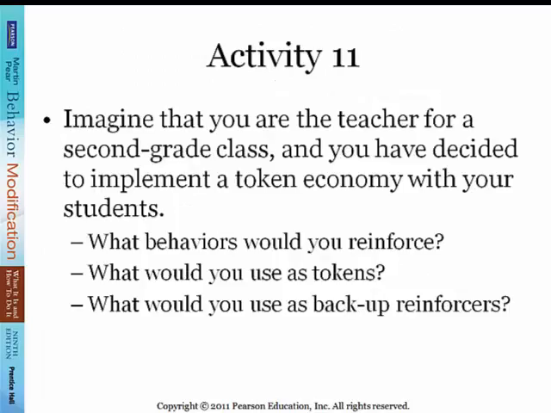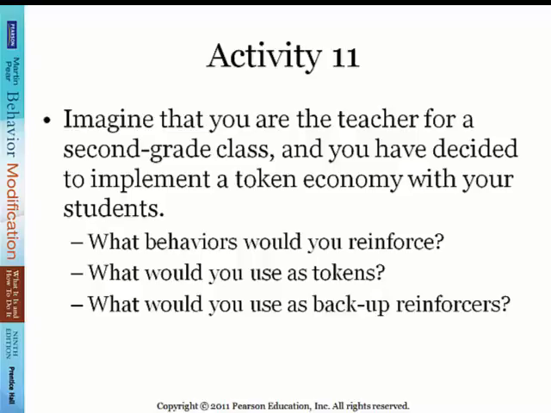Okay? All right, so activity 11, and remember that you do get to drop grades for activities. So if you've gotten full credit on activities 1 through 10, you don't have to complete 11 and 12. But if you missed one or did not get full credit for one, then this is a chance for you to earn those points back. So activity 11, imagine that you are a teacher for a second grade class and you've decided to implement a token economy with your students.